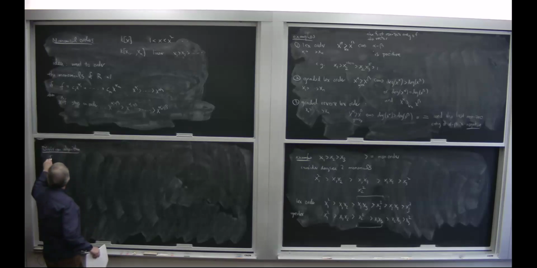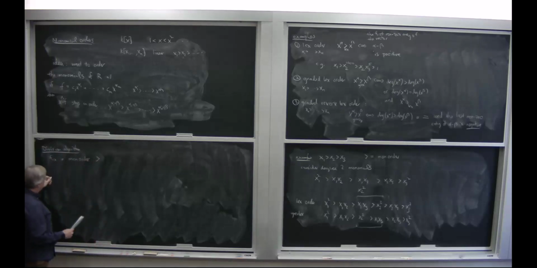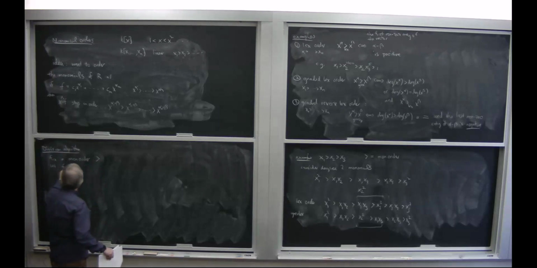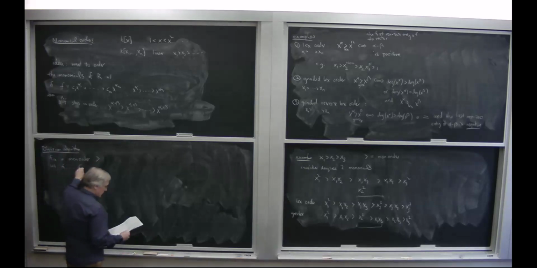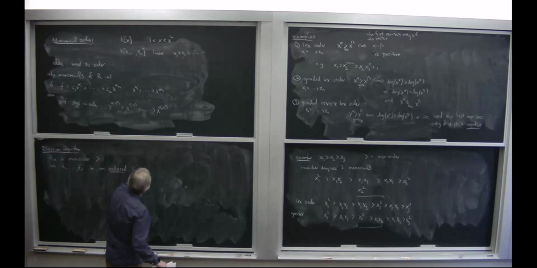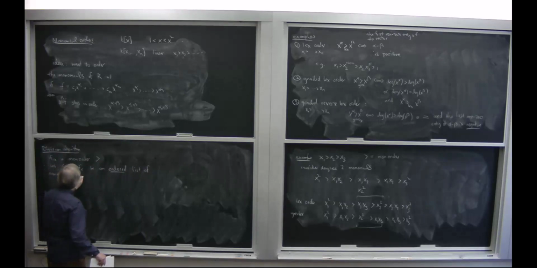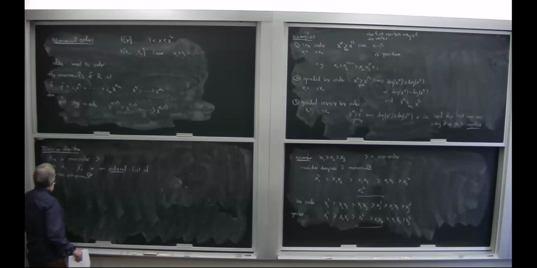Okay, so again, fix a monomial order. Right there. And let's let F1 to FR be an ordered list of non-zero polynomials. Okay, and let's let G be an element of R. I want to do division.